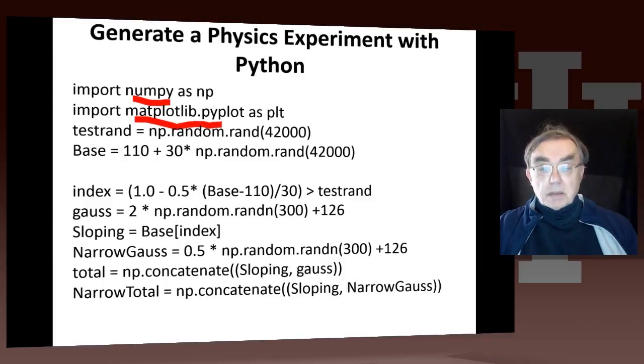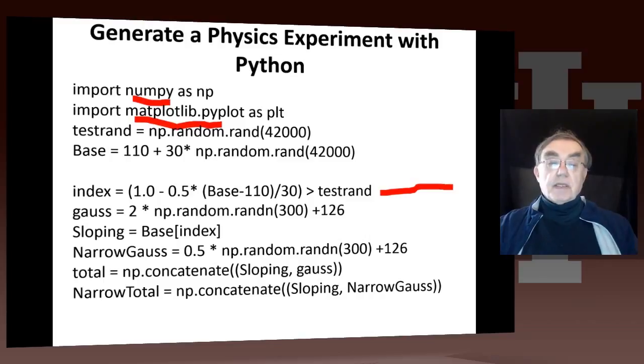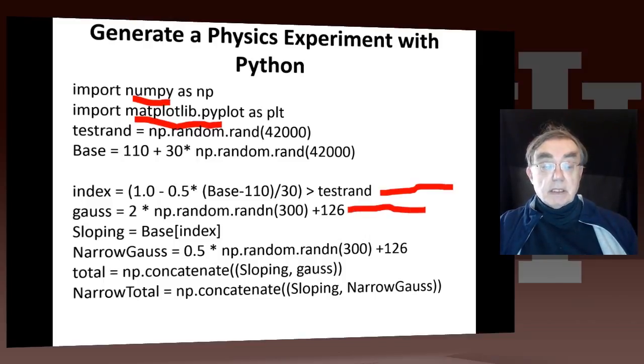We actually don't want uniform. This will give you numbers uniform between 110 and 140. You actually want them having an excess of events at the low values and fewer at the high values. That is ingeniously done by this index command, which is called accept reject. We will discuss accept reject later on in the class. Then we actually want a nice Gaussian, which is going to be the Higgs. That's done here. This generates 300 Gaussian events. This is the Higgs peak.